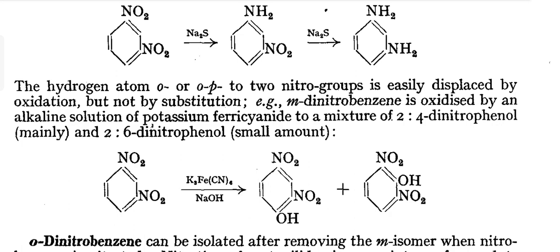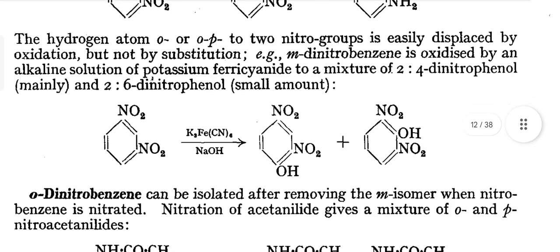For example, meta-dinitrobenzene is oxidized by an alkaline solution of potassium ferricyanide, that is K3[Fe(CN)6], to a mixture of 2,4-dinitrophenol mainly and 2,6-dinitrophenol in small amount.